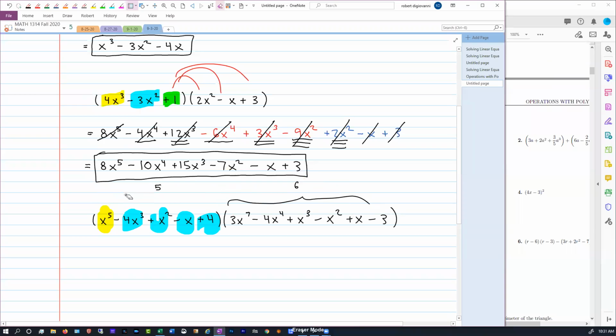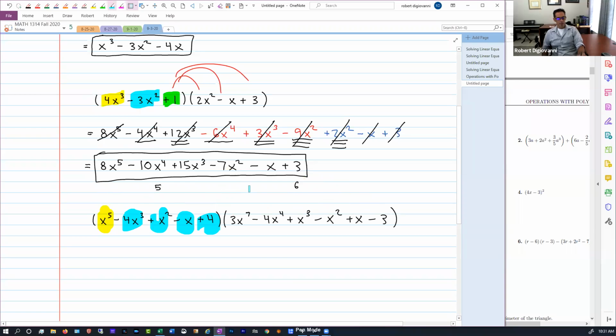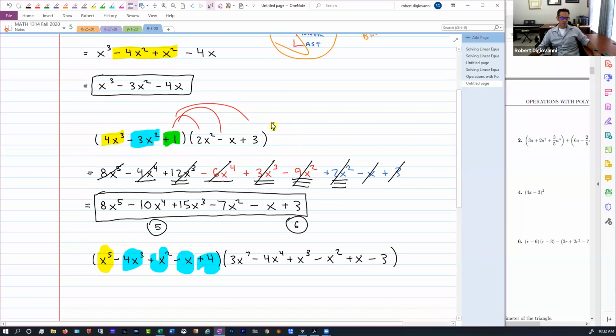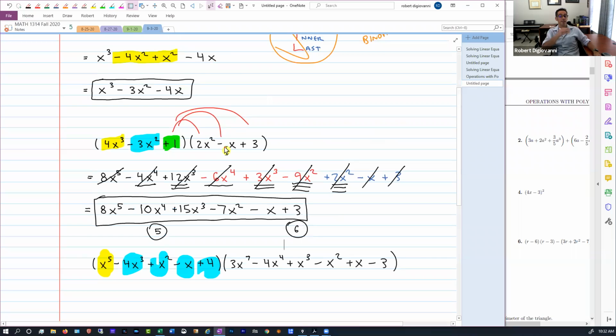30? It would be 30. It would be whatever that first number is, 5 times this. That's how many multiplications you wind up doing. So like in the previous example, we had 3 and 3, and we did 9 multiplications.